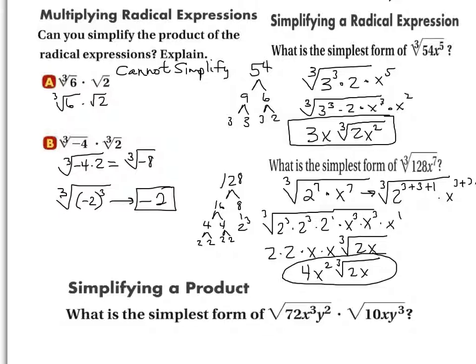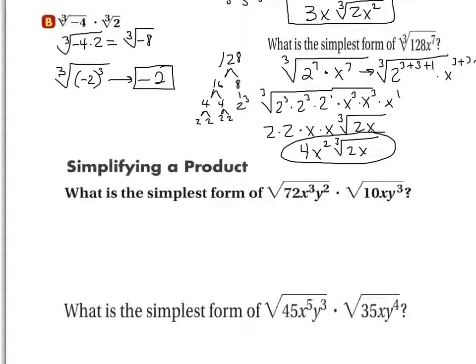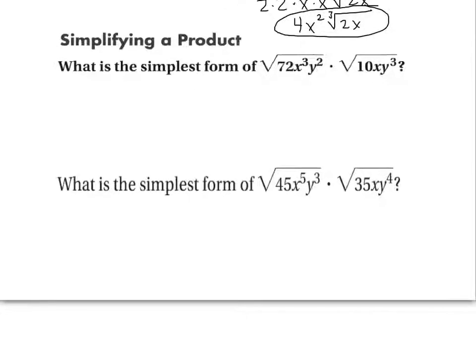We'll go through one more example of multiplication, and then the last part of the last example, I'm going to have you try and finish on your own before you come to class tomorrow. Okay? So what's the simplest form of the square root of 72x cubed y squared times the square root of 10xy to the third?